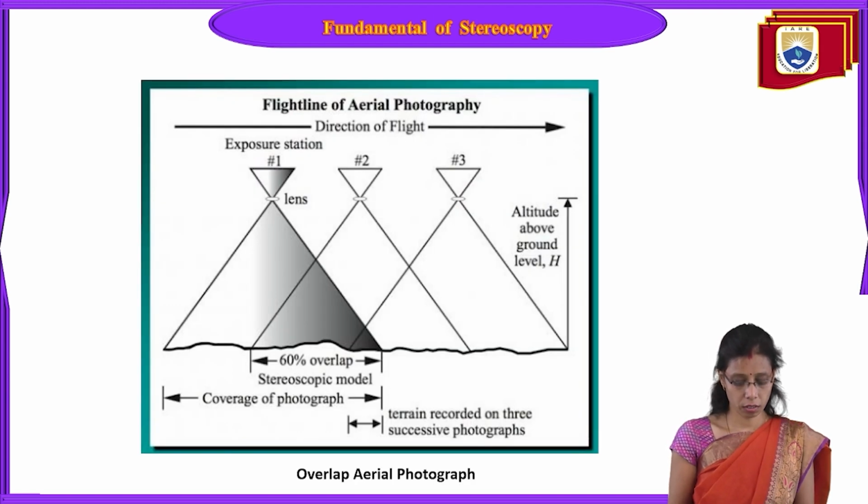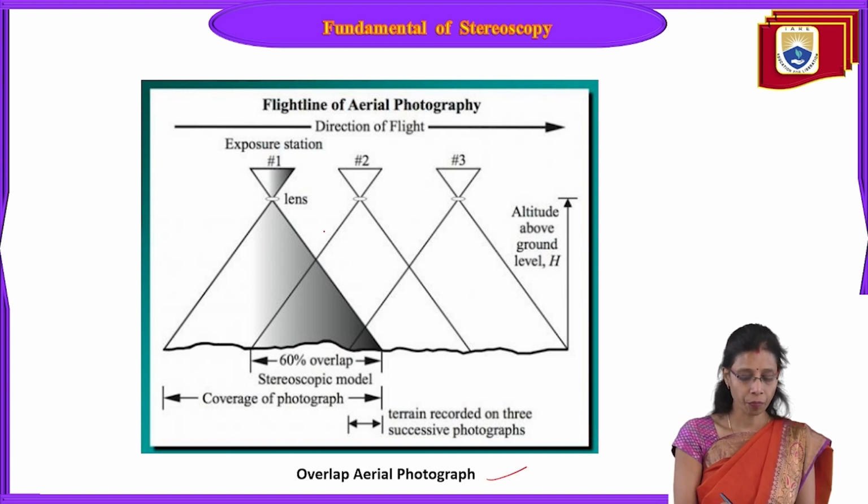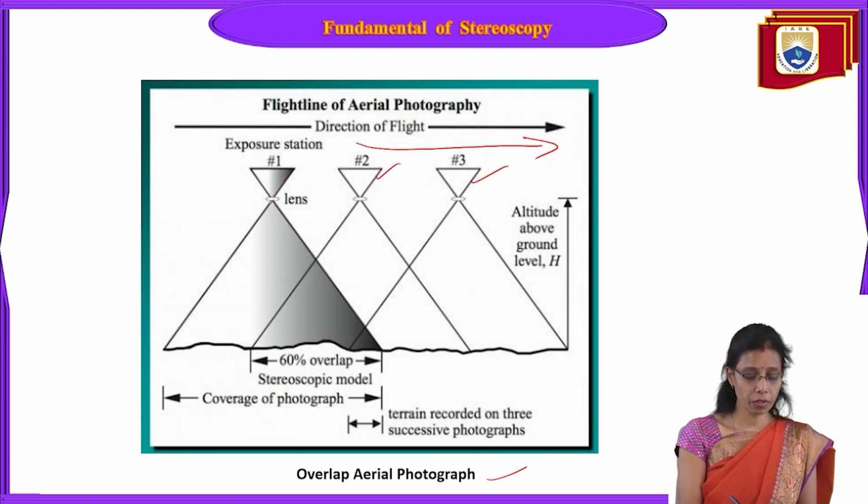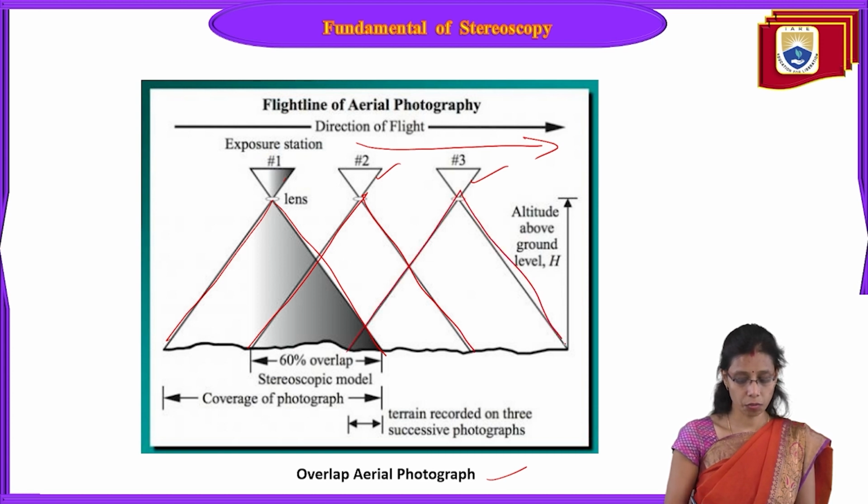So here we can see the overlap of aerial photographs, just what we were discussing. Here you see this is the flight line direction, which we discussed in the previous slide. Here we have an exposure station, and here we have another exposure station. When the flight goes in this direction, this is one photo, this is the second photo, and this is the third photo, right?